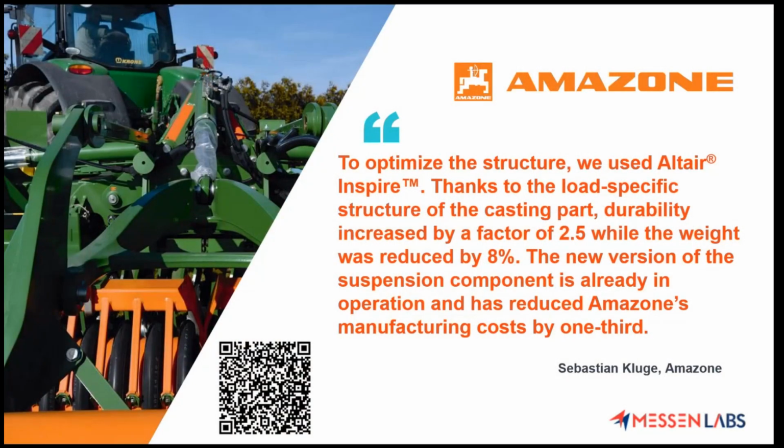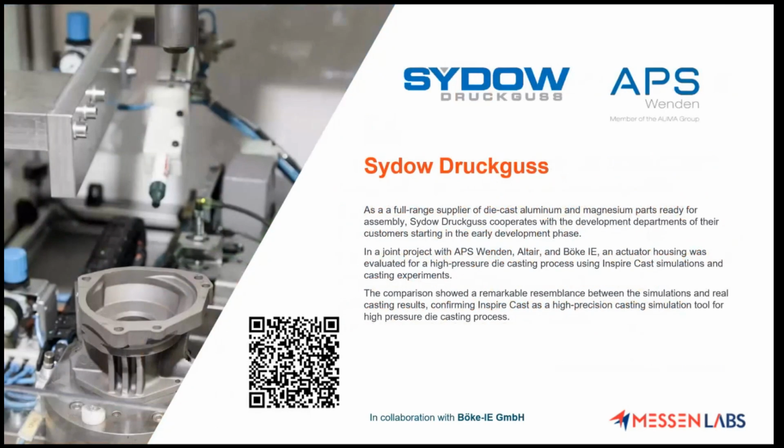So the first one is Amazone. It is a German-based agricultural machine manufacturer company, who uses Altair Inspire Cast for manufacturing certain components, and they said that the durability of the cast components has increased by a factor of 2.5 and the weight has been reduced by 8%, and their newly designed suspension component has reduced the manufacturing cost by one third. So with this, let's move on to the second customer review.